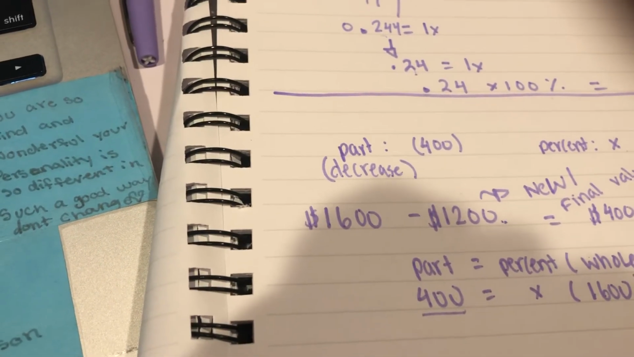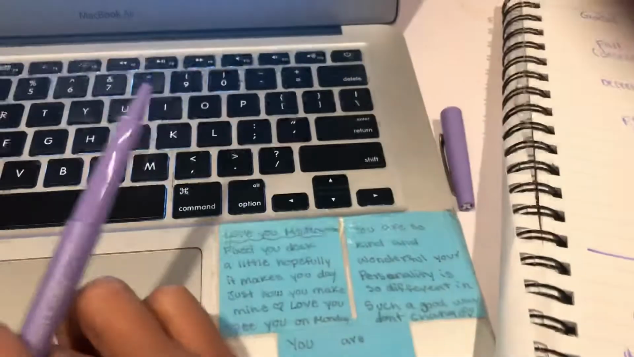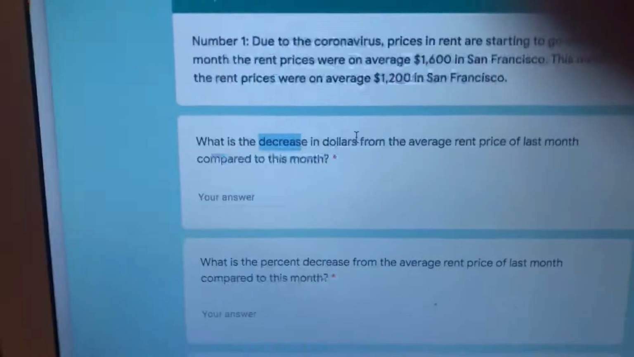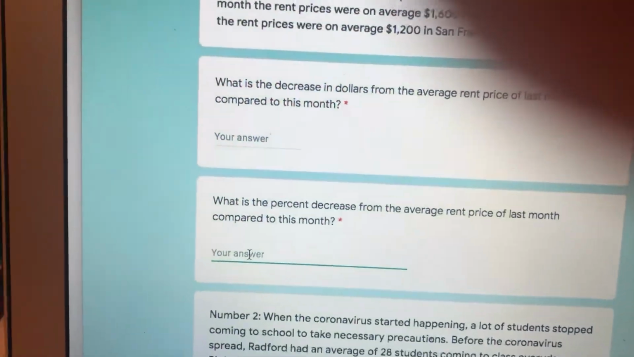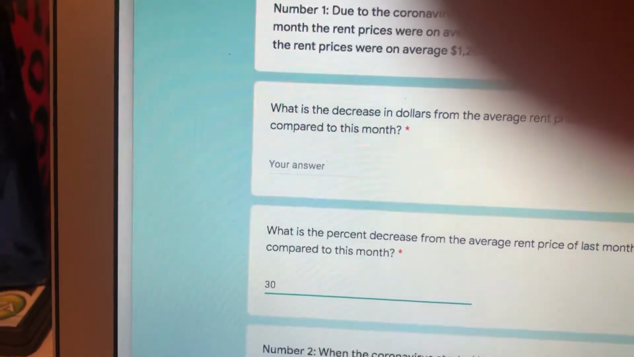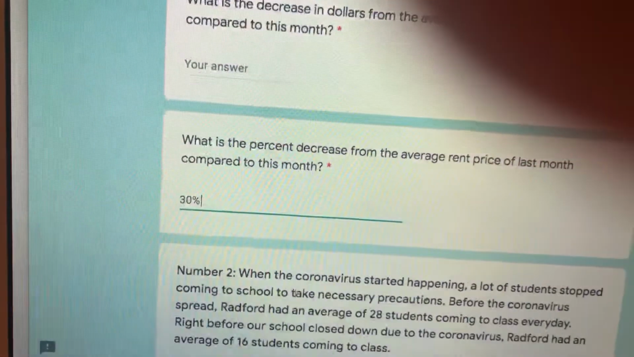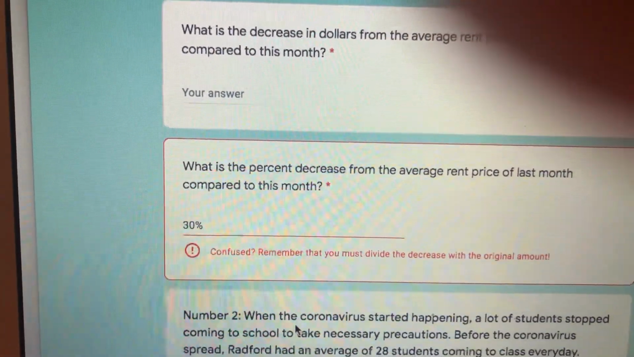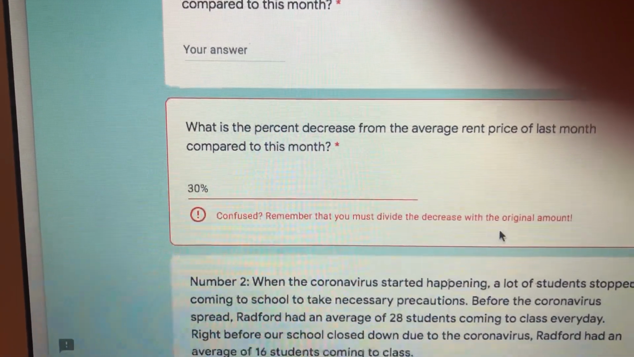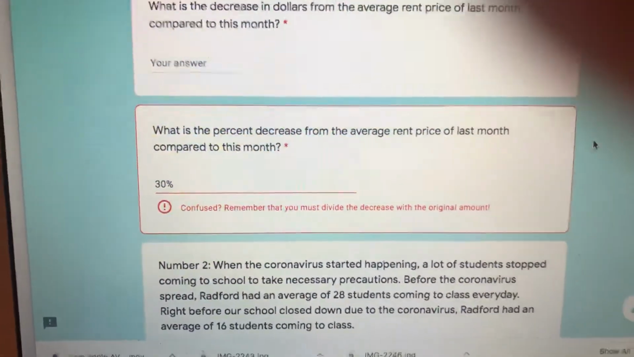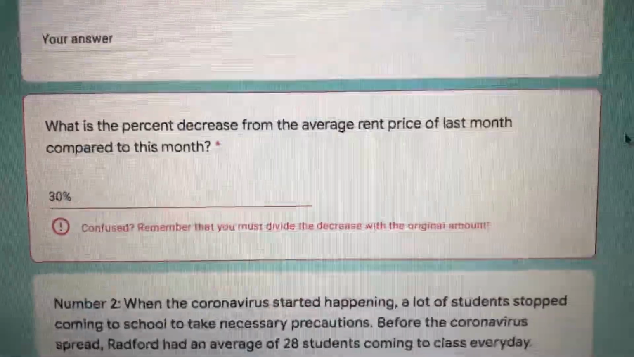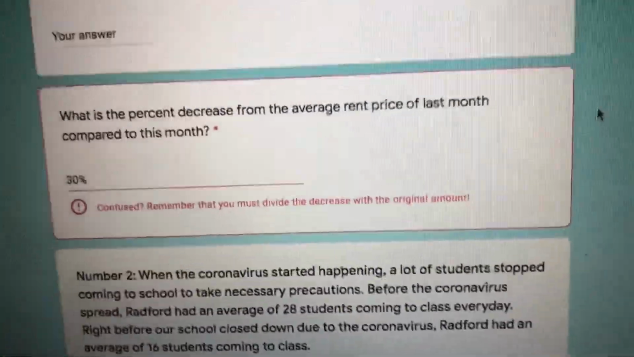Okay, so excuse me. What I'm going to show you is, if you want to move on, you must get the right answer. So if I put 30% right here and I try to move on, oops, that means you got the wrong answer. You must get the right answer to move on. So if you can't figure it out, that's my finger, you need to call me, okay?